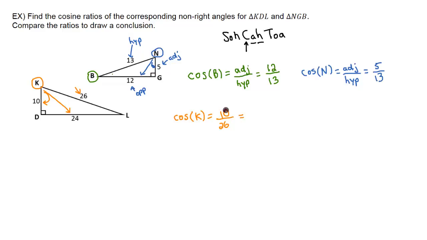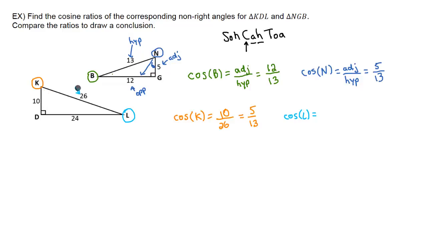And I could reduce this. The number that divides into both of these numbers is 2. So 10 divided by 2 is 5, and then 26 divided by 2 is 13. So that's my reduced fraction. And now I'm going to do cosine of L. Circle that. And I'm going to get rid of my orange to make my L stuff clearer.